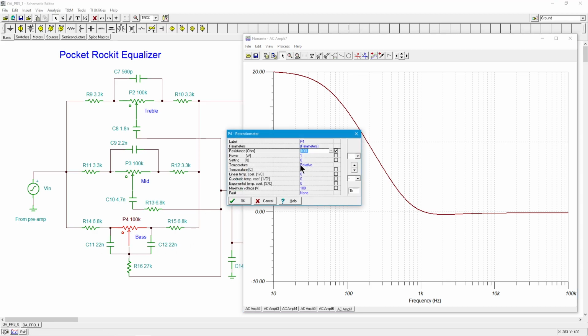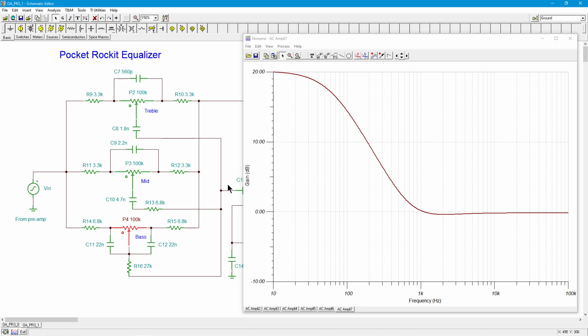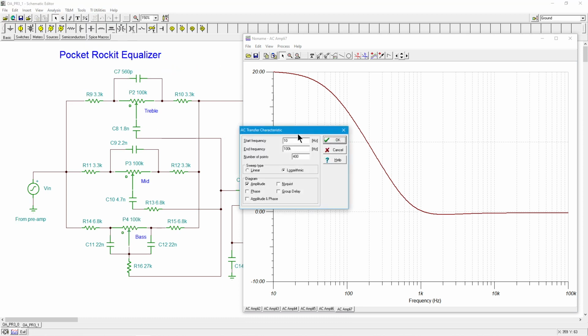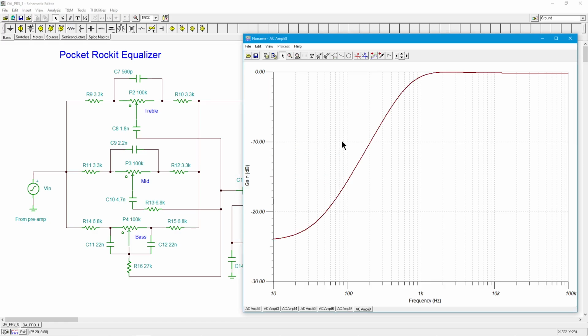Just for the sake of completion here, we can go to the other extreme, right? Full cut. It's bassless. All right, so there you go. We're getting actually a little bit more than minus 20 because the system already has a roll-off because of the coupling capacitors. So we're getting like 23, 24 negative, but there you go, right? It's still essentially the same.